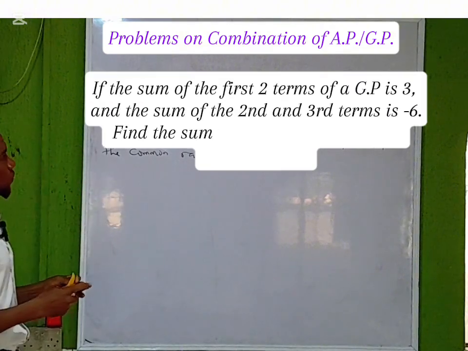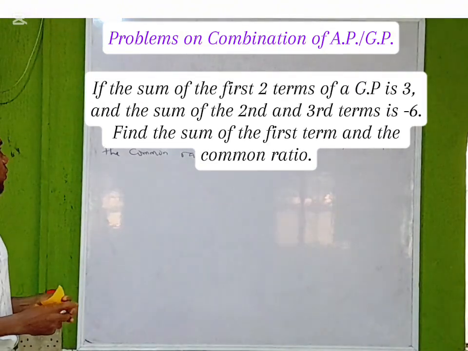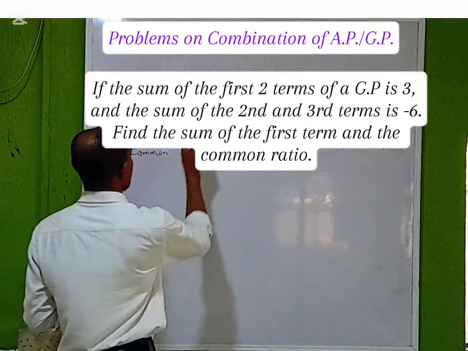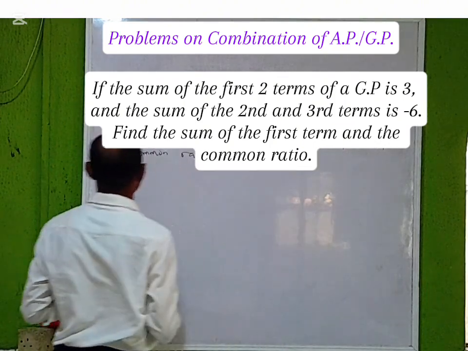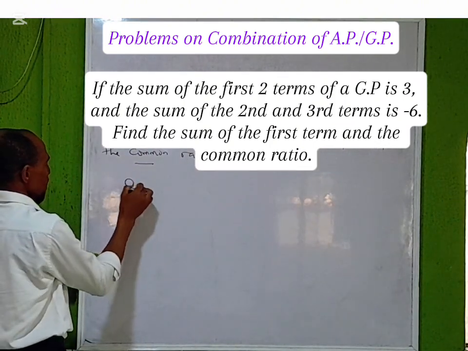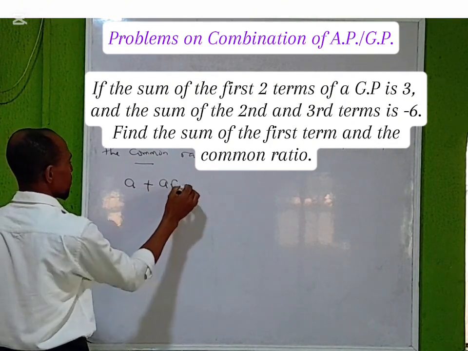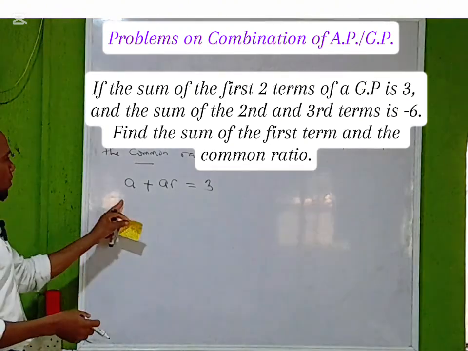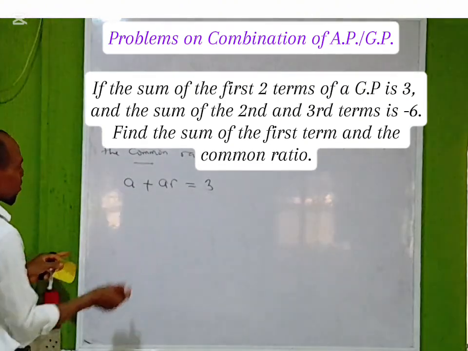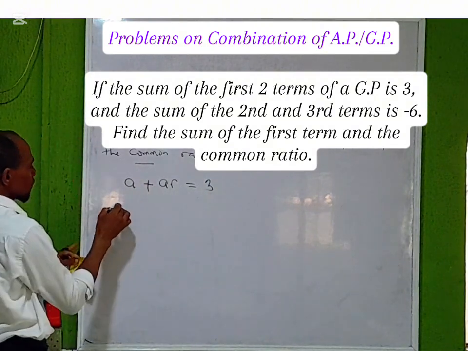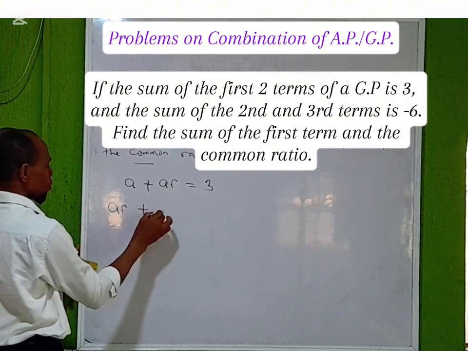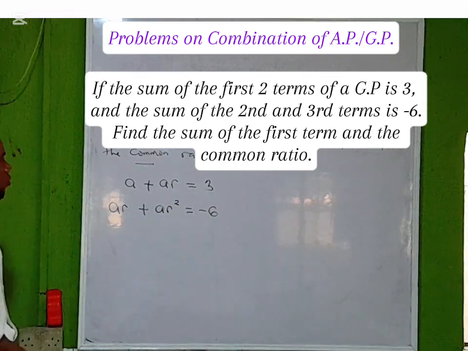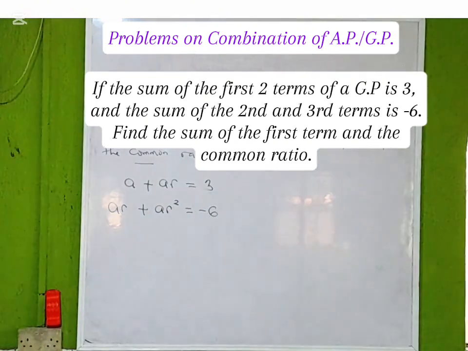Even though this is not a mixture of AP and GP, it's a very interesting and insightful question to look at. So starting with the first statement, the sum of the first 2 terms of the GP. What are those? We're going to have A plus AR is 3. That's the first statement. The first term is A, the second term is AR. Now, the sum of the second and third: second is AR, and third is AR squared. The sum is -6. From here, we need to generate what our A and R are.